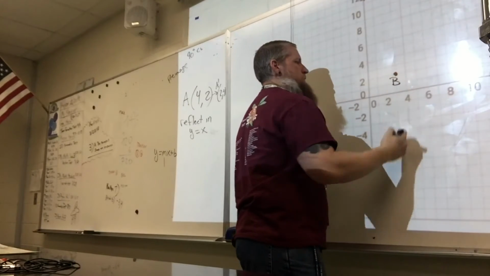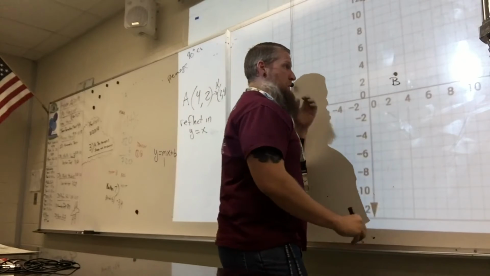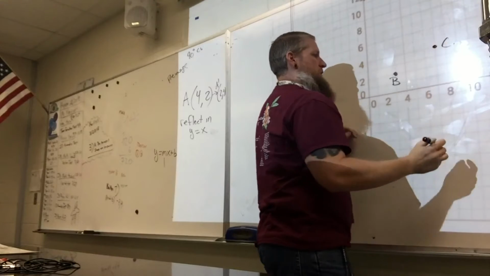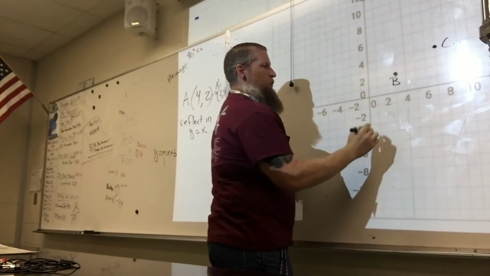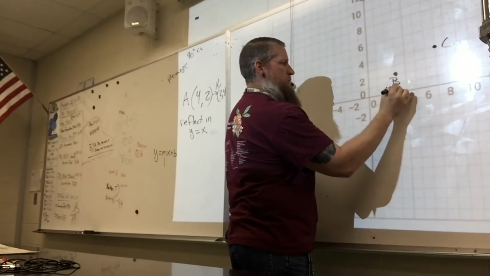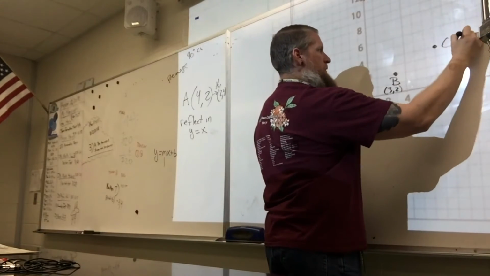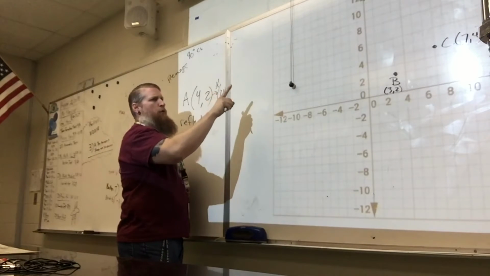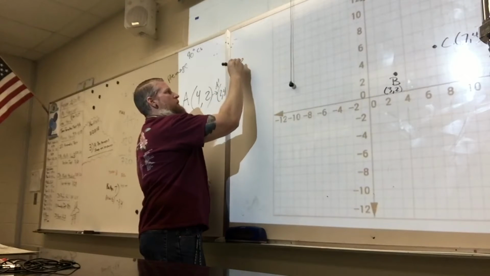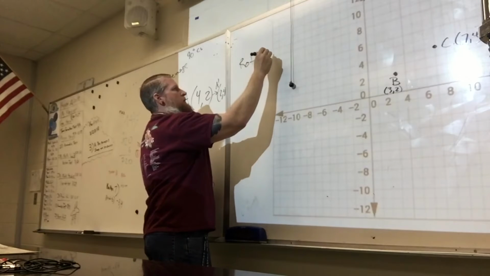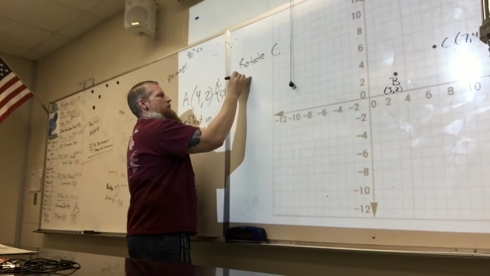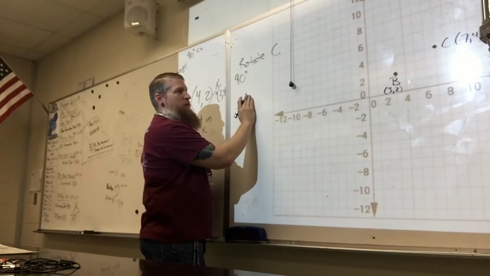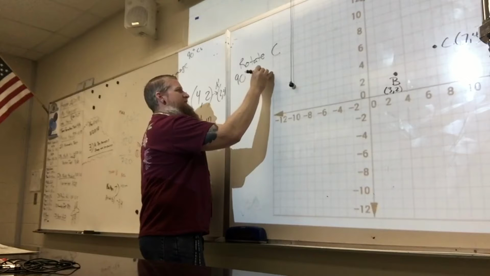All right, we'll do this one here. B, C. This point here is 3, 2. That point is 7, 4. With those two points, and I'm just doing a single point, we're going to rotate C. We'll do it 90 degrees. You want to go clockwise or counterclockwise? Circle.